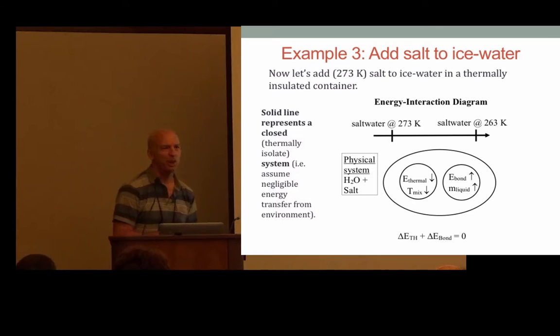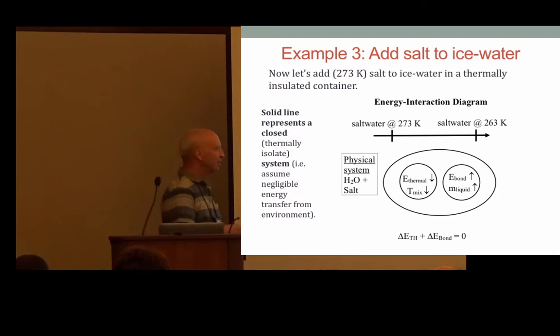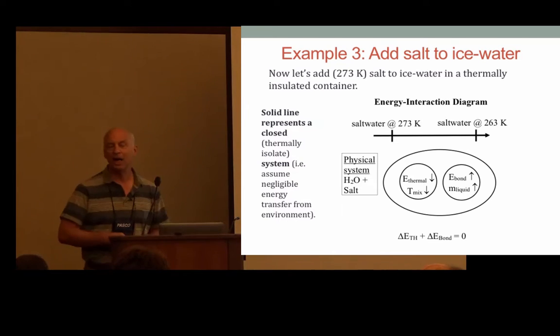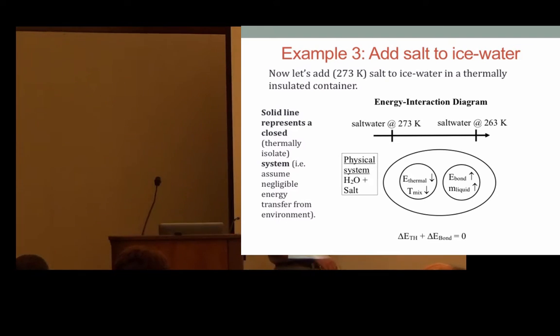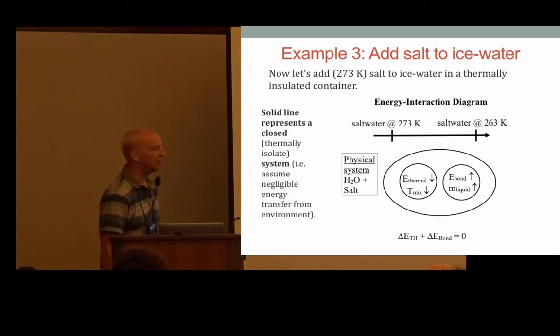How do you melt ice? Well, you break bonds. How do you break bonds? You have to add energy to it. So you can say, well, okay, the bond energy went up. I can tell because there's more liquid than there used to be. The amount of liquid went up, so the bond energy must have gone up.